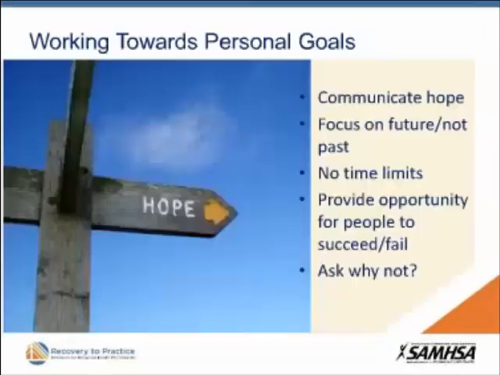Not really, but again, just looking at this, communicate hope. Focus on the future, not the past. Give people the opportunity to fail if need be. Sometimes that's how you learn. And ask why not. If there are barriers in place, help them get through those barriers.